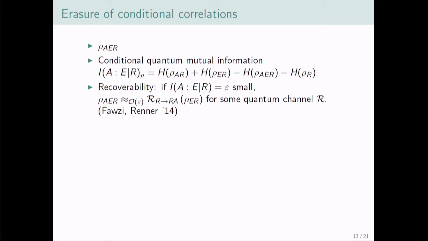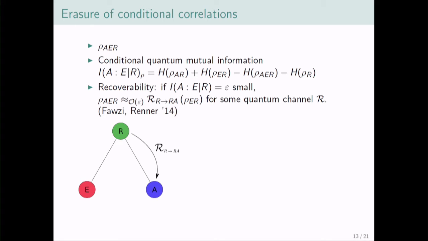And it has the property that it measures conditional correlations between A and E conditioned on R in the following very precise sense that was basically discovered by Fawzi and Renner. And that is that if we just look at a tripartite quantum state here, rho AER, and now maybe we lose the system A, so we only have rho ER left. Now we try the following. We just try to recover A, the system that we lost, by only applying a quantum channel to R.